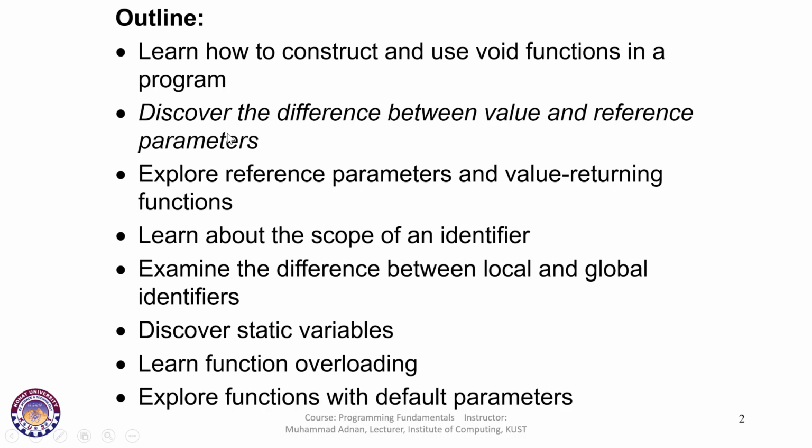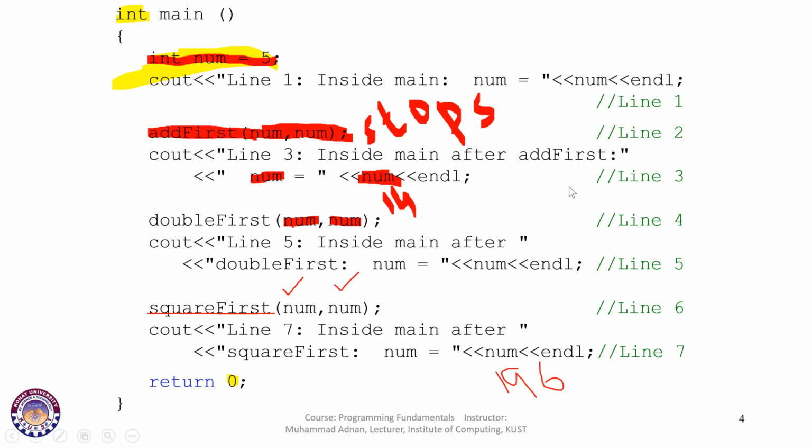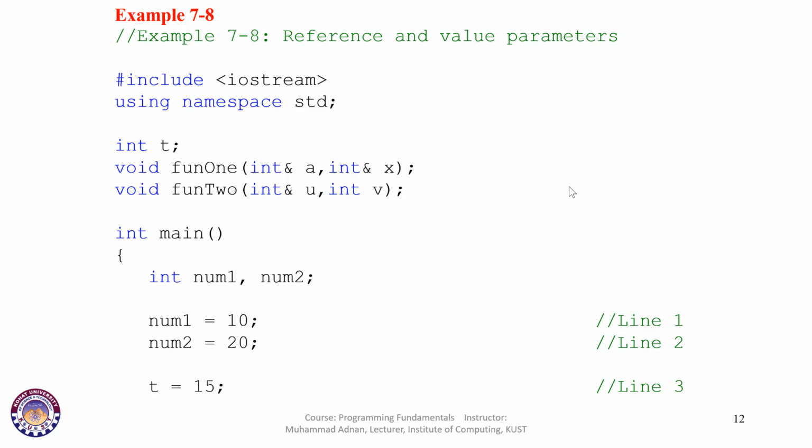We are going to once again discover the difference between value and reference parameters. If we have time, we are also going to learn about the scope of identifiers and explore reference parameters and value returning functions. With that, let me straight away jump to the second example.